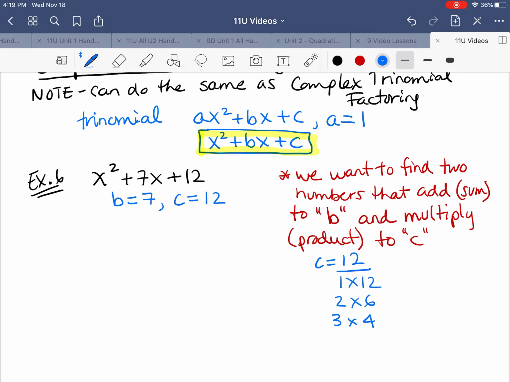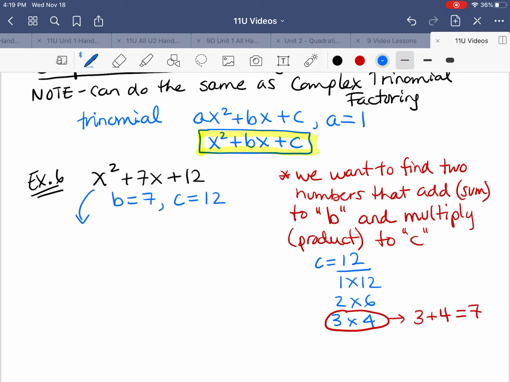Now I'm going to go through this list and see which pair also adds to give me 7. And it's going to be this pair at the bottom, 3 and 4, right? 3 plus 4 is equal to 7. So now I have found my two numbers that I needed. And this is how we are going to use them.